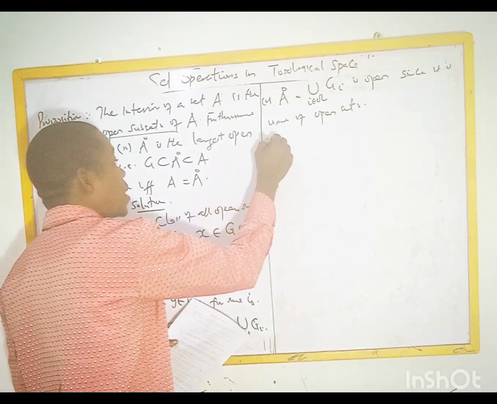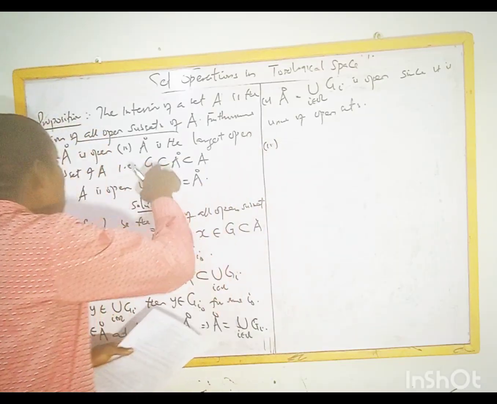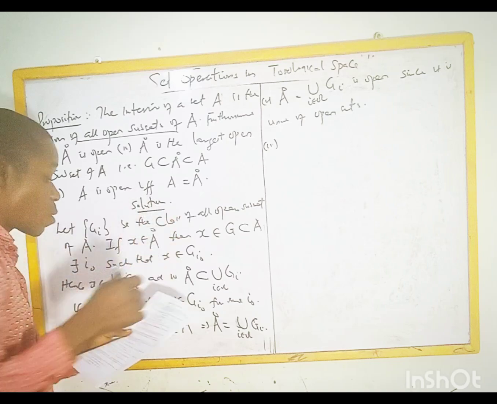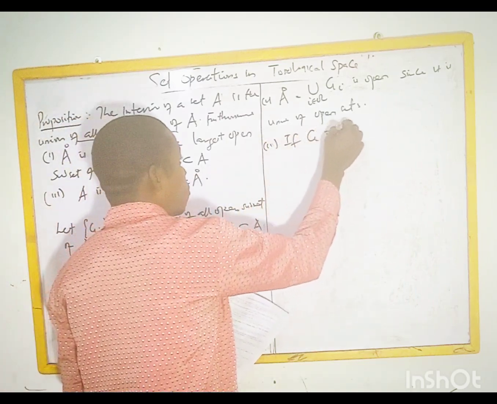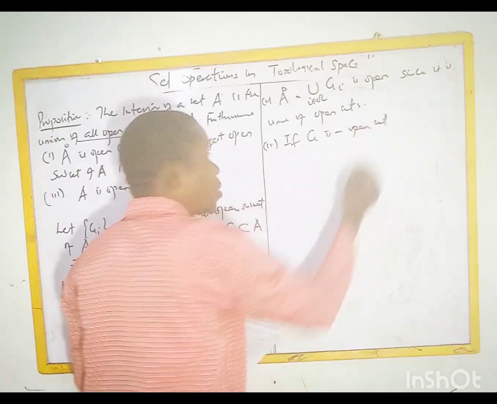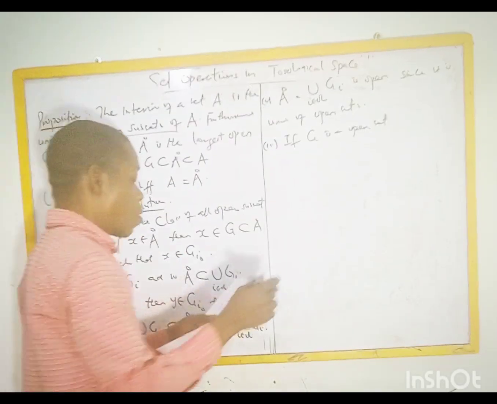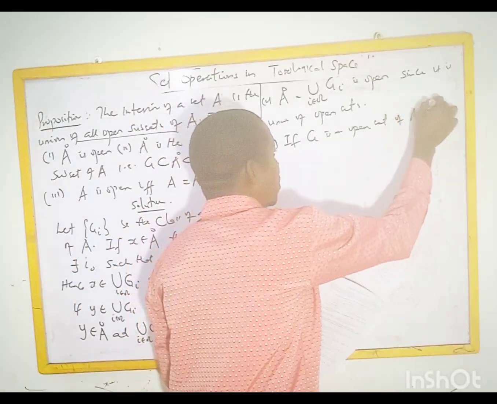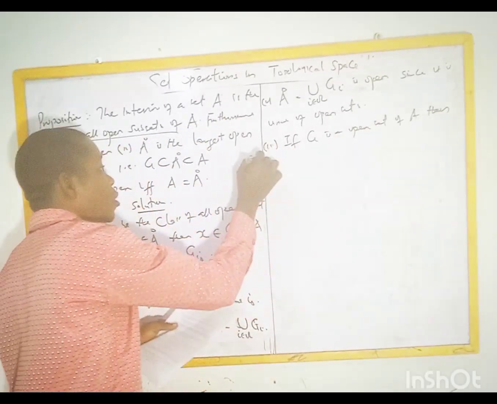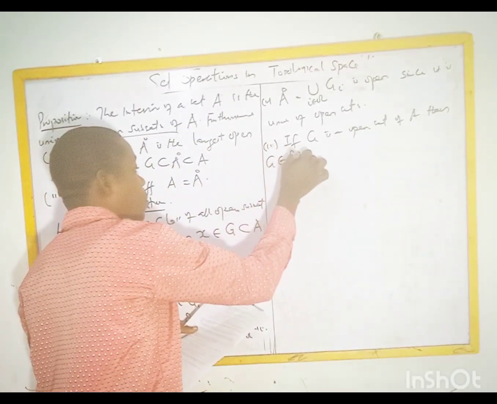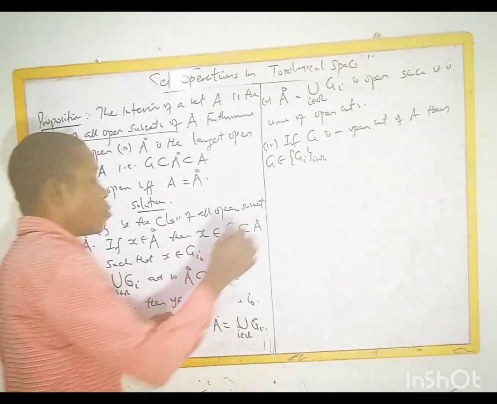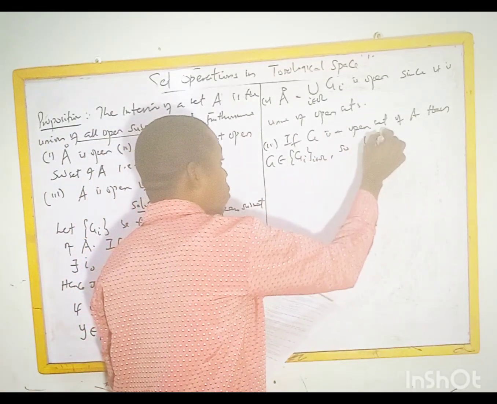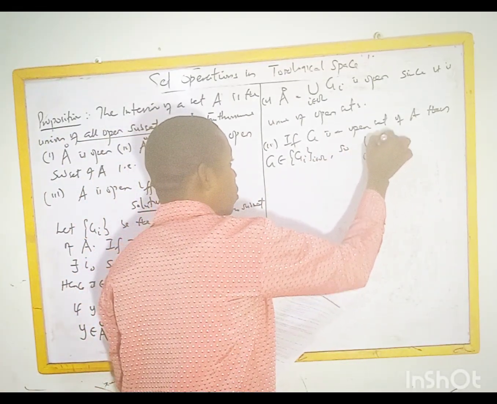The second one is that we want to show that the interior of A is the largest open subset of A. So if G is an open set that is a subset of A, then we can say that G belongs to the arbitrary union of G_i, i in omega. So we now obtain the union over i in omega of G_i.